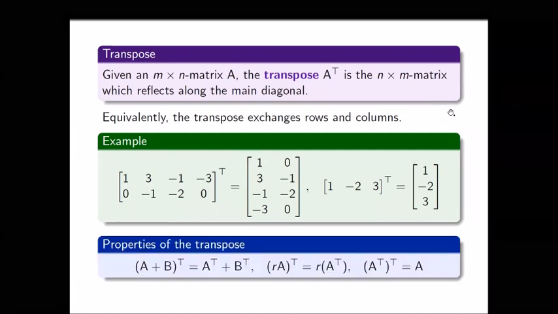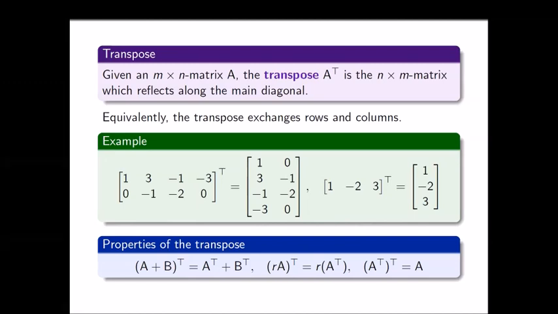So I want to talk about the properties of the transpose. The first property is that of distributivity. In other words, (A plus B) transpose is the same as A transpose plus B transpose. (R times A) transpose is the same as R times A transpose. In other words, if you want to take the transpose of a matrix R times A, where R is a scalar multiplied to a matrix A, it's the same as first taking the transpose of A and then multiplying it with the scalar R. And most importantly, if you have a matrix A and if you take its transpose twice, you get your original matrix back.